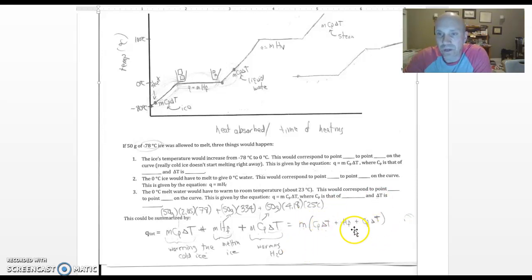The reason that you might want to consider doing this is that when you're done, you've got to put all these numbers in your calculator. You'll do less button pushing on your calculator if you factor out the mass. Either way is fine, whatever you're comfortable with. Just make sure that you get the right answer when you're done.